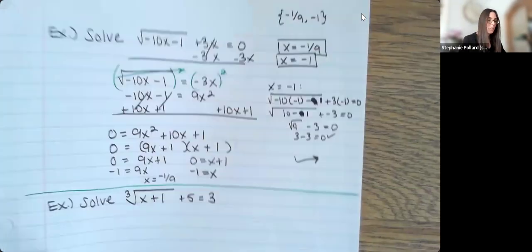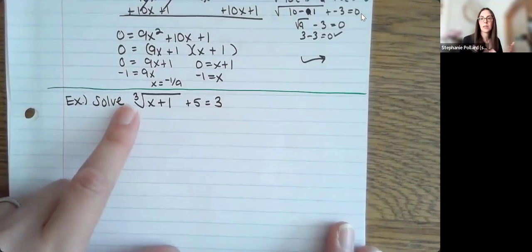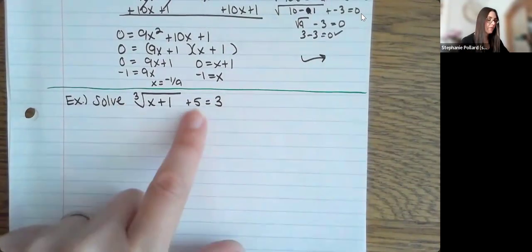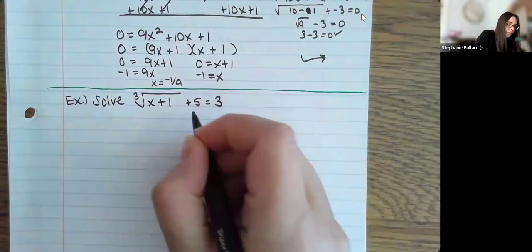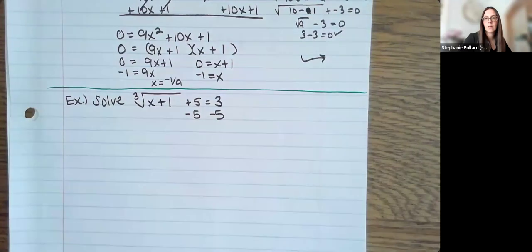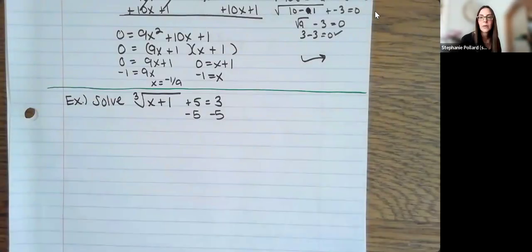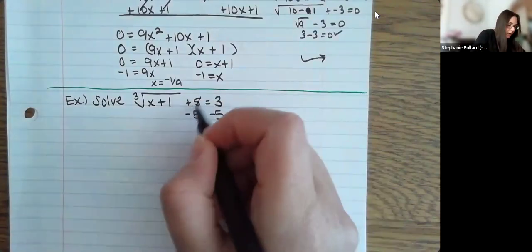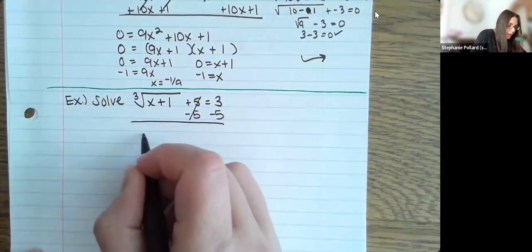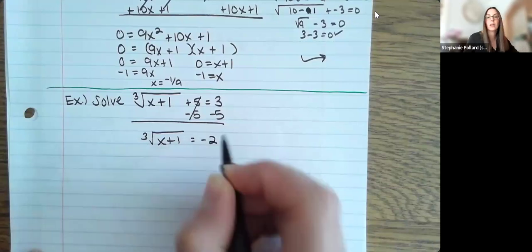All right, and let's do one more very similar style here. So this one I have a cube root, but it's going to be the same process. I'm going to start by bringing the 5 to the other side. Okay, so as I was saying, when we subtract 5 from both sides, we're going to have the following. So it'll cancel on the left. We're left with the cube root of x plus 1, and then we have -2 on the right.